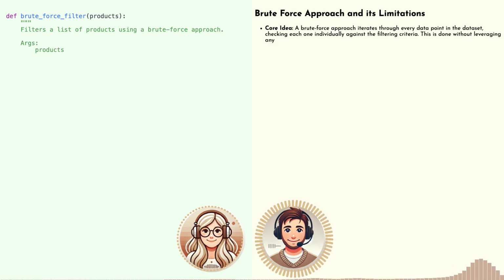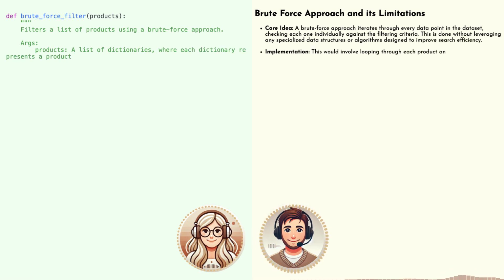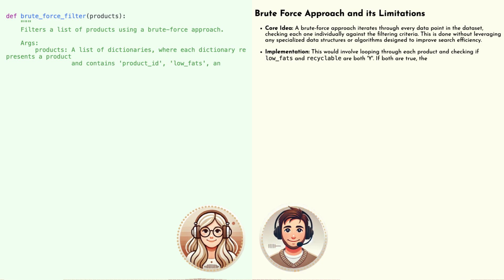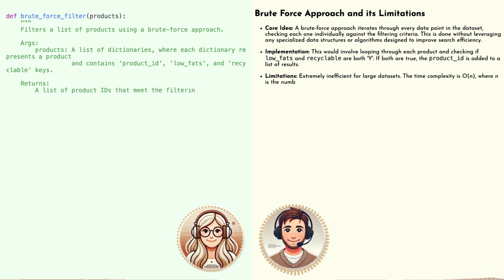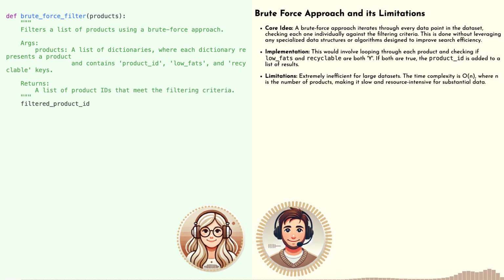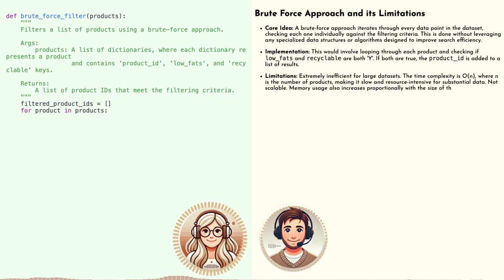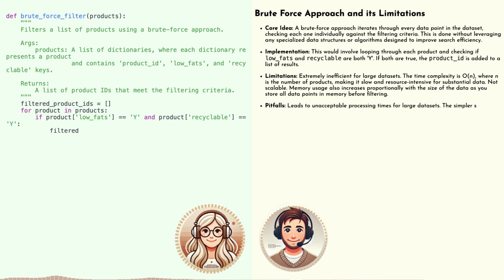Exactly. So to make this a bit more concrete, let's say we've got a database table. We'll call it products. Simple enough. And each product has a product ID. And then we'll just have simple Y or N values for low fats and recyclable. Straightforward structure, but the code to actually find those healthy and eco-friendly options, that's where things can get, well, interesting.